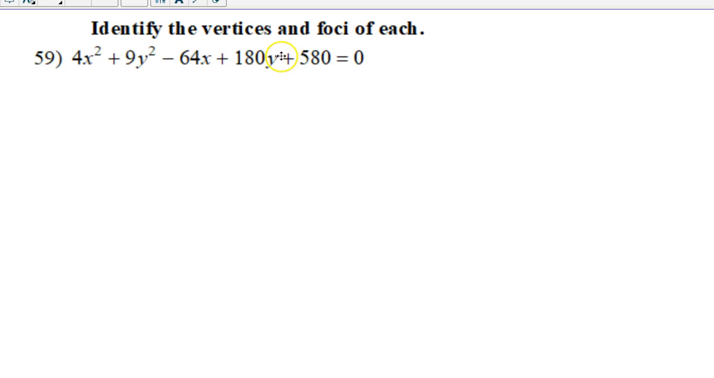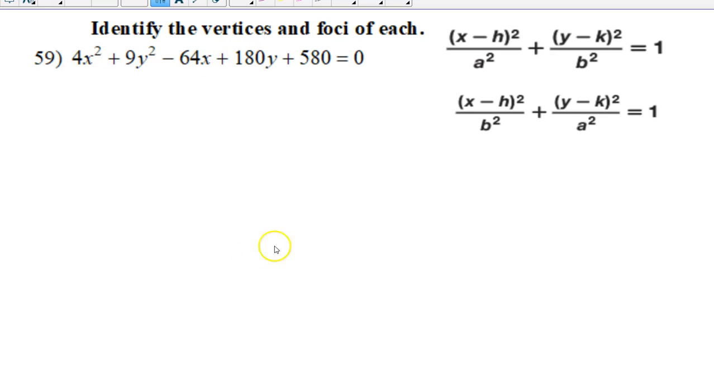Identify the vertices and foci of each. So here the question itself is telling us that this is the general form of the equation of an ellipse. And if we can convert this general form into the standard form of the equation of an ellipse, either in this first form where a square is in the denominator, or in the second form where b square is in the denominator, depending on the values of a and b, the higher value is called a square and the smaller one is b square. We'll decide on finding those vertices and foci.